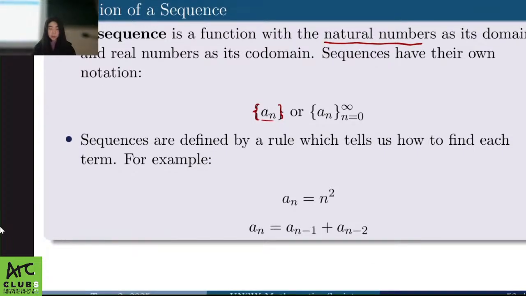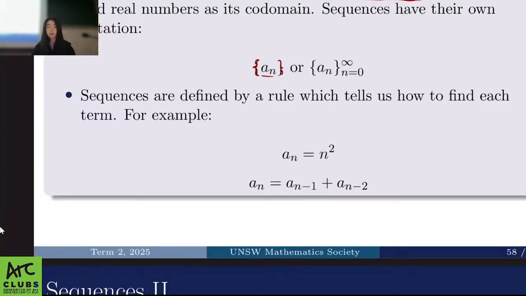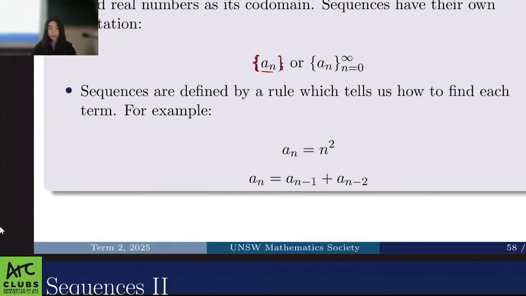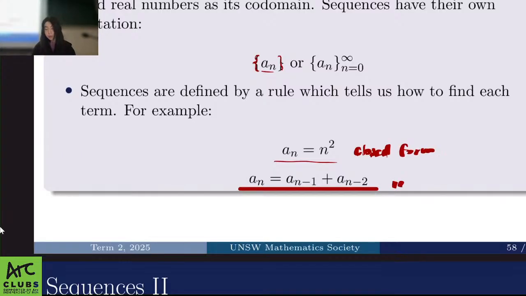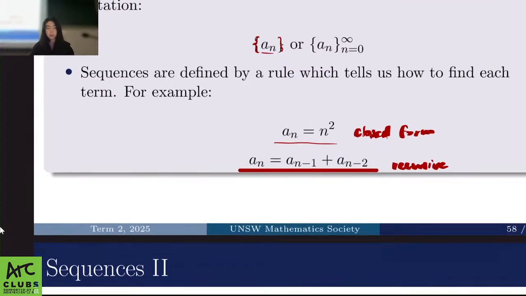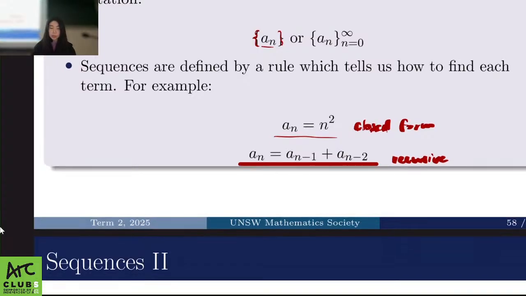So sequences are usually defined by rules which tell us how to find them. For example, it can be given in this form, which we call closed form. Right, so usually closed forms are generally more useful than something like this one, which is a recursive form, in which you can only find the current term based on previous terms. So usually if you're given the sequence in this form, you want to first convert it into closed form to be able to use it.